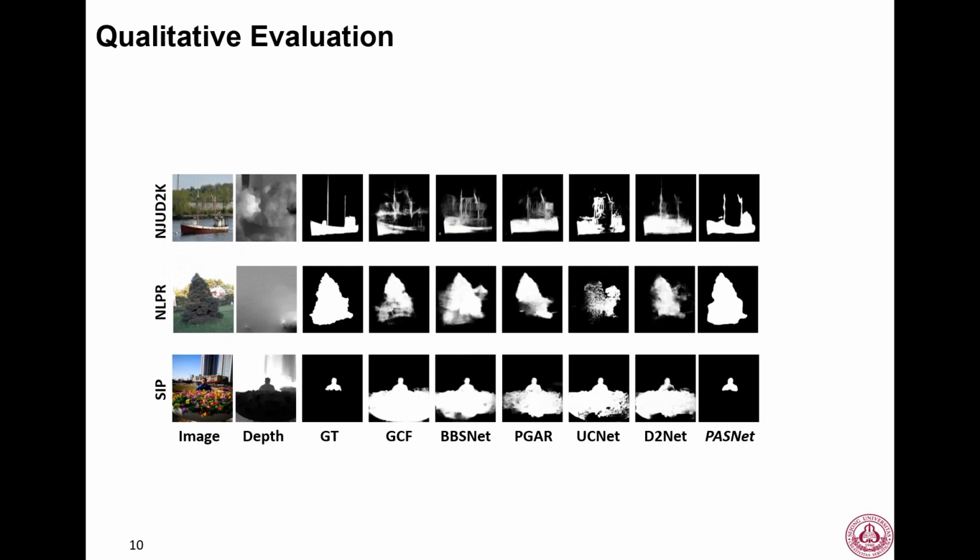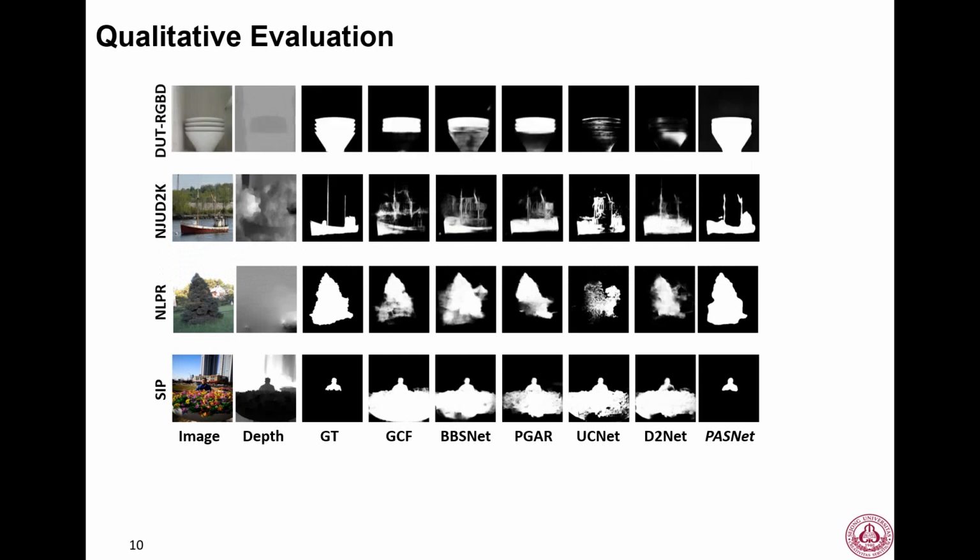In the next image from the NJUD 2K dataset, the object's fine details such as pillars are correctly predicted by the proposed method. Finally, in this image, the foreground and background have similar color and the depth map does not clearly identify the boundaries. Therefore, SOTA methods fail to perfectly map the saliency map of the foreground salient objects.